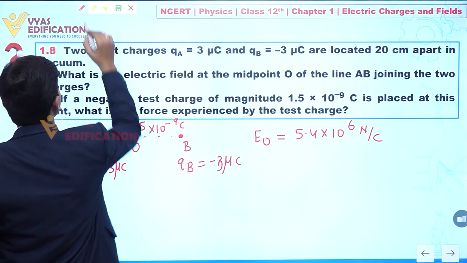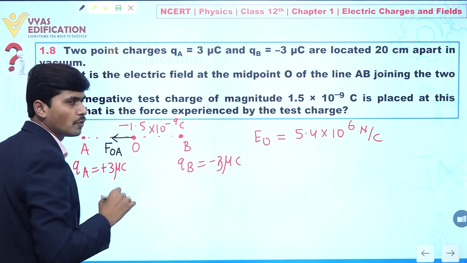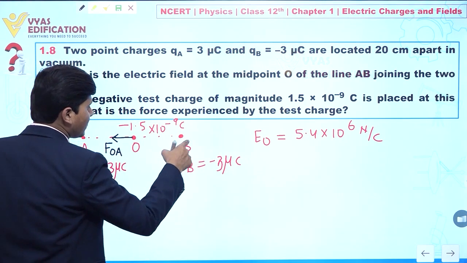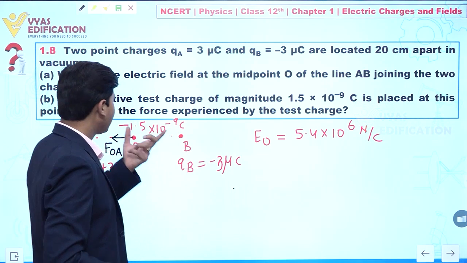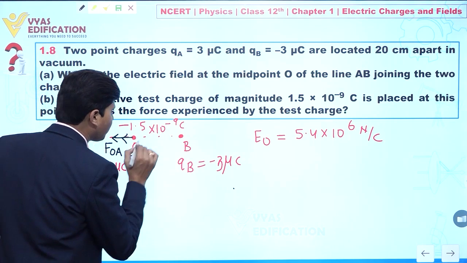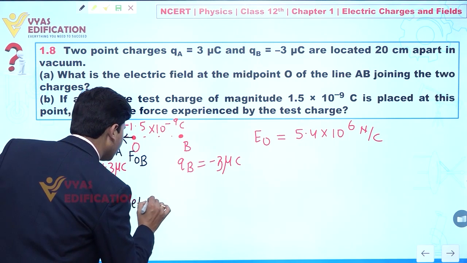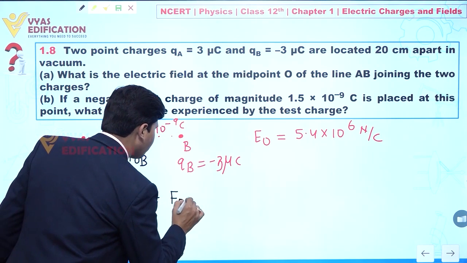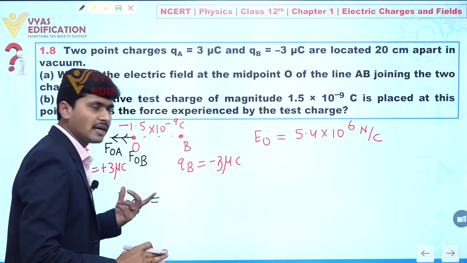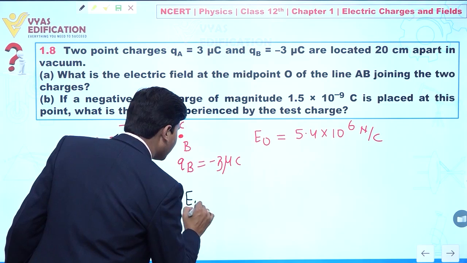So we can write like this: force exerted by A on O is in this direction because this is positive, this is negative, attractive force will act. Here we have negative charge, and here we are having negative test charge, so it will repel and we will find here this direction FOB like this. Now if we calculate F net, we can write F net equal to test charge that we are placing at point O times electric field at O.